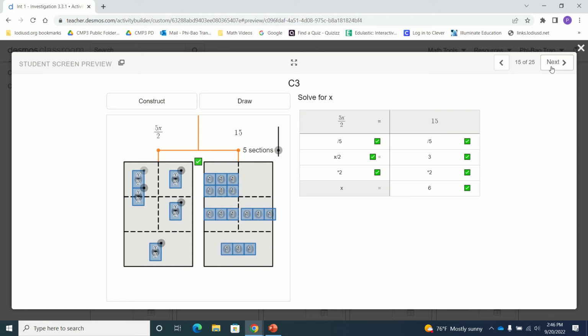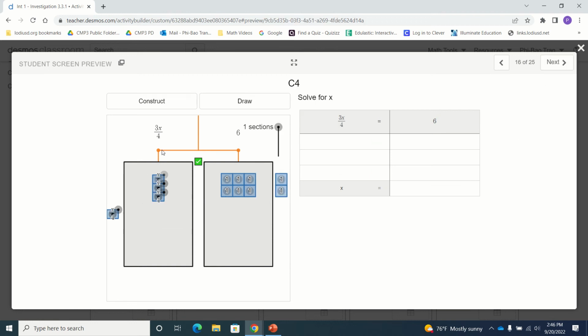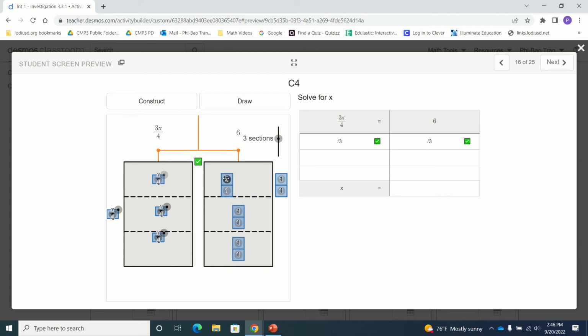Okay, and C4 is going to be similar to the last problem. Here it has 3x over 4. So notice that I have 3 tiles, and it takes 4 tiles to make one full rectangle. So I can start things off by dividing it into 3 sections, divided by 3. So let's divide these into 3 sections. All right, if I divide these into 3, I can divide 6 into 3 sections. So let's divide this into 3 sections.